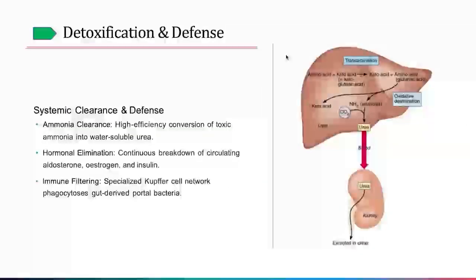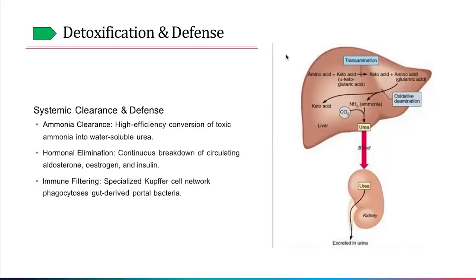Detoxification functions wise, the metabolism of amino acids, the end product is ammonia, which is a toxic metabolite, and there is some ammonia absorbed from the gut as well. This toxic metabolite is converted to urea in the urea cycle, which occurs in the liver, and can be excreted safely in urine. And apart from that, there is continuous breakdown of circulatory hormones like aldosterone, estrogen, and insulin, which again happens in the liver.